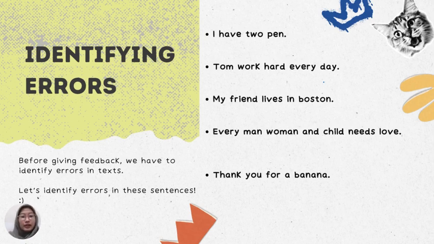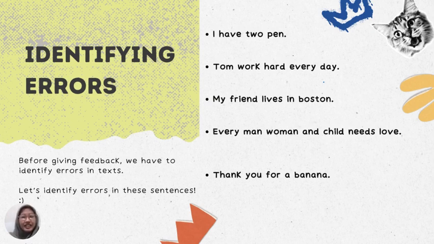Right. So for the second sentence, we have Tom work hard every day. Here we have every day, which is the time significance of simple present tense. So you have to change the verb here by adding s. So the correct form of this second sentence is Tom works hard every day. Okay, got it, guys? Inshallah.